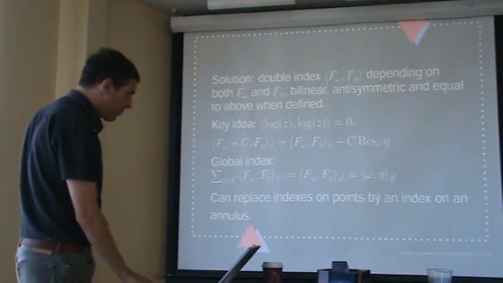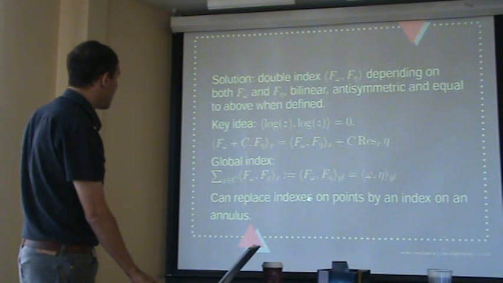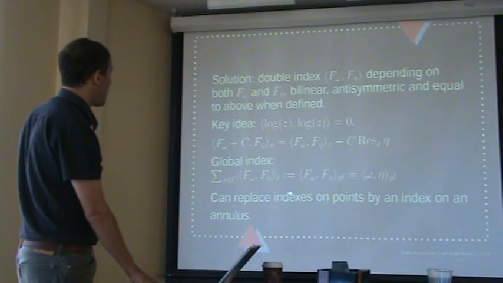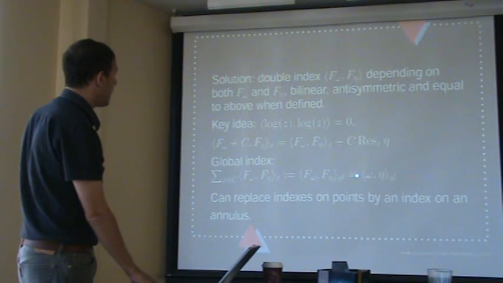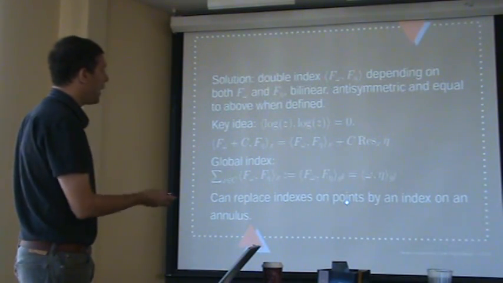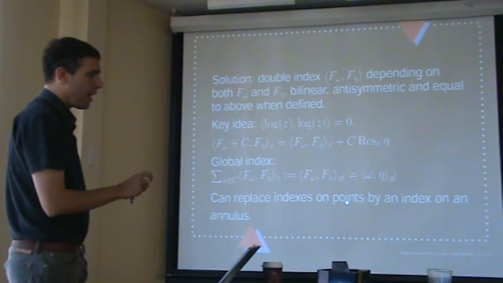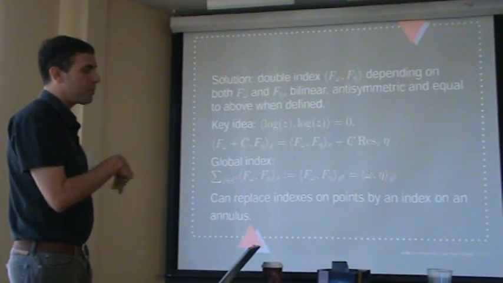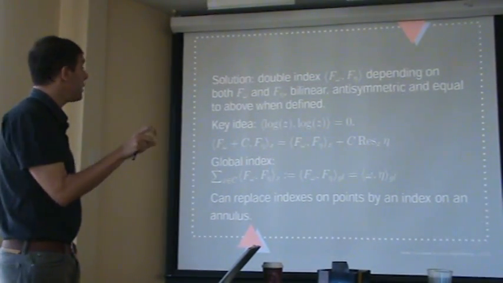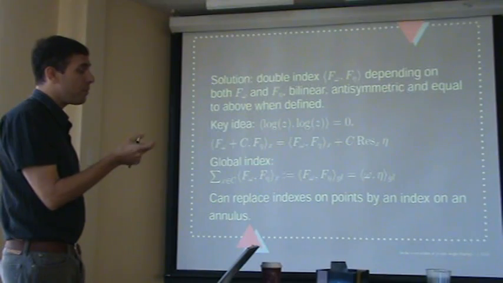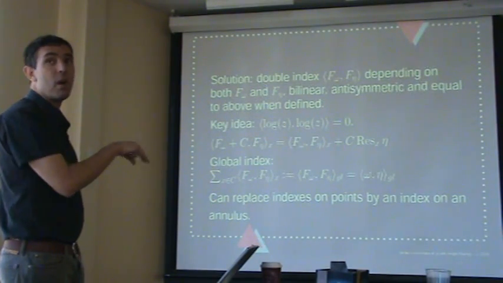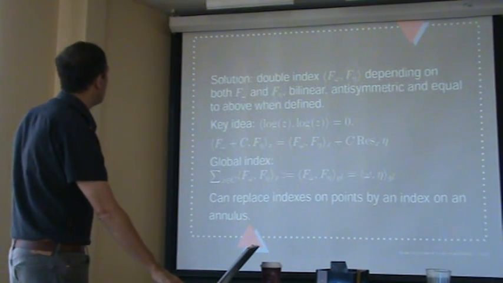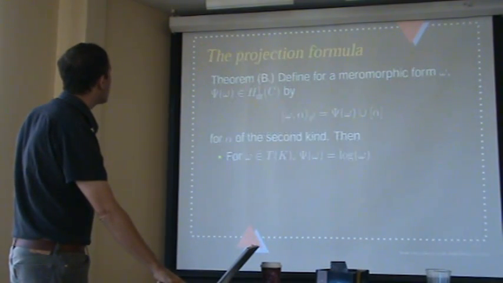Another important observation is that I can replace a sum of indices at points by an index on an annulus. If I have a small disk and a bunch of points where I want to compute the indices, I can replace that by doing a similar construction on an annulus that surrounds these points. That's how it's going to appear in the computations.